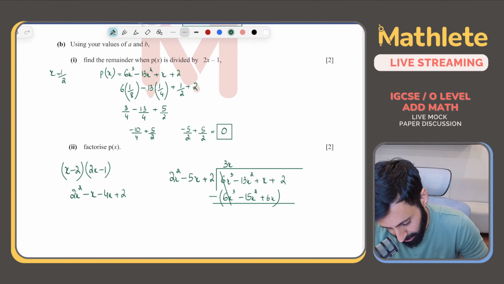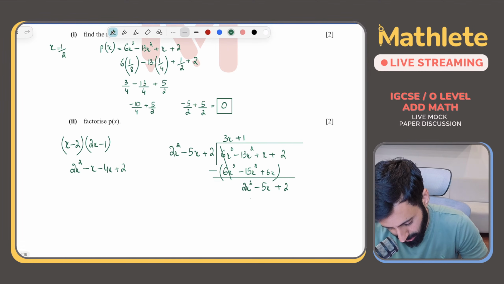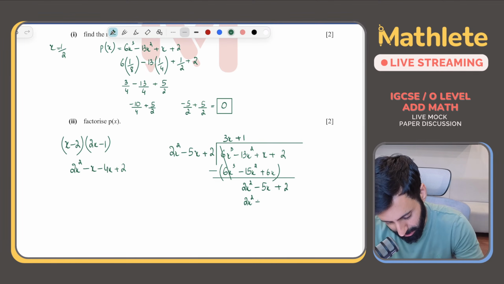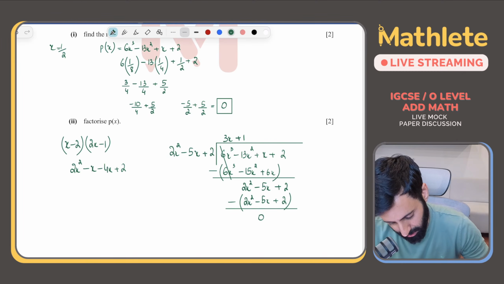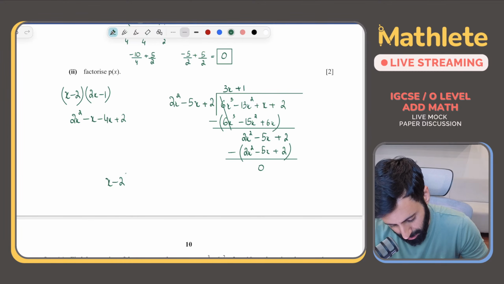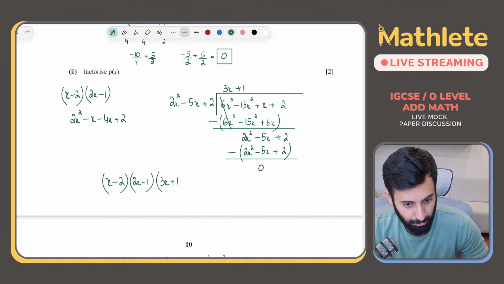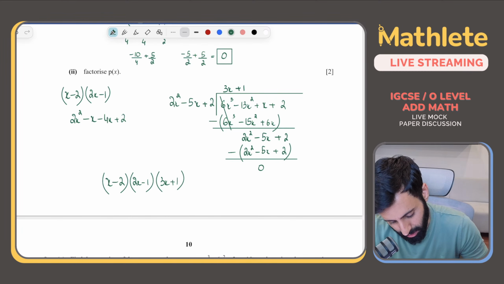So minus 13 minus minus 15 becomes positive 2x square. X minus 6x becomes minus 5x, and then the plus 2 as it is. Now what do I need to multiply 2x square with in order to turn it into 2x square? The answer is 1. So you have 2x square minus 5x plus 2. Now when we subtract, what happens? The remainder is equal to 0. Okay, and now we have the 3 complete factors, that is x minus 2 into 2x minus 1 into 3x plus 1. There we go. Okay, so this is what the factorized version of p of x looks like.